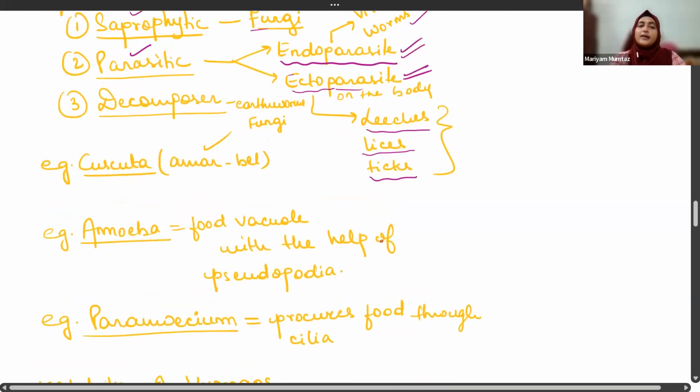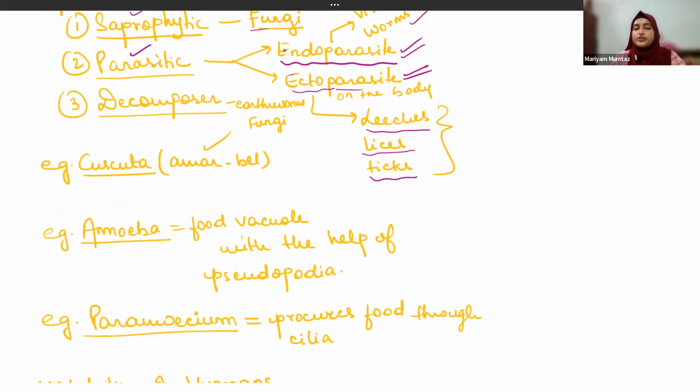Now there is a third type of nutrition, which is decomposers. These organisms decompose, meaning they change organic matter into inorganic forms or inorganic into organic forms. The examples are earthworms and fungi. Meaning they decompose the organic matter to change it into the inorganic form. Is it clear? Yes, ma'am. Okay, very good.